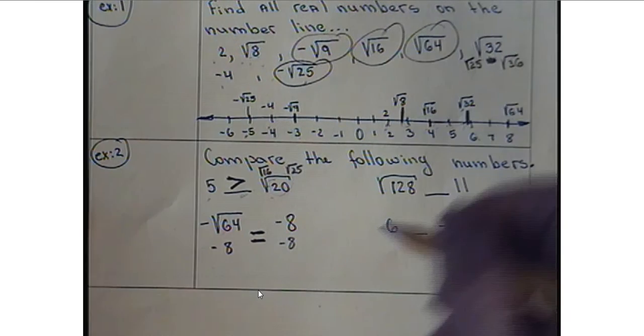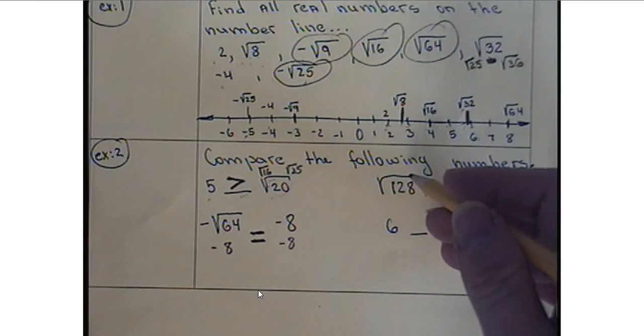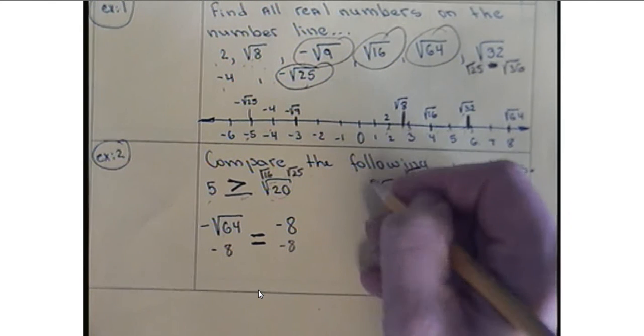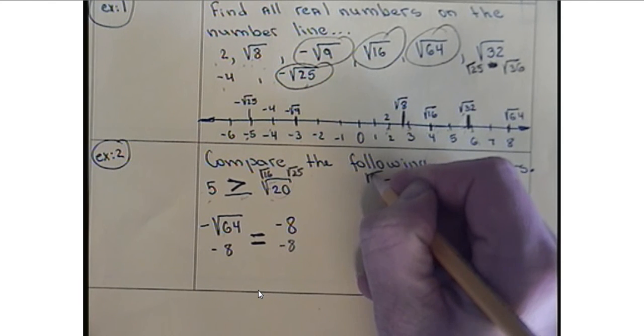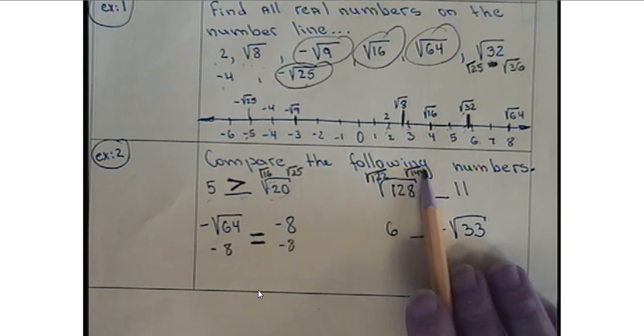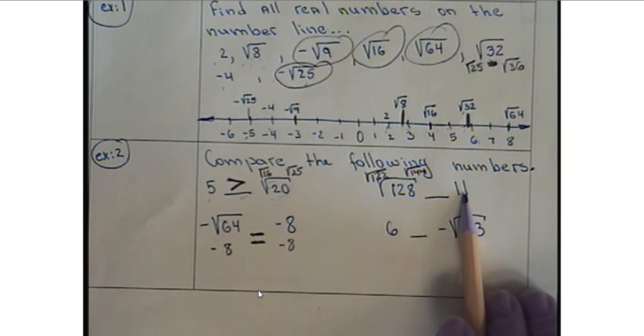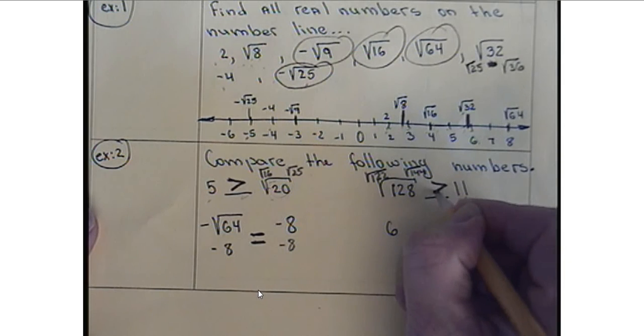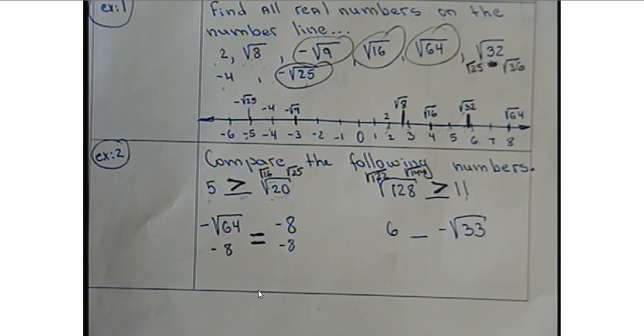Square root of 128. Well, square root of 144 is 12. Square root of 121 is 11. So this number is between 11 and 12. And we gotta compare with 11. So if it's between 11 and 12, then square root of 128 is larger than 11.